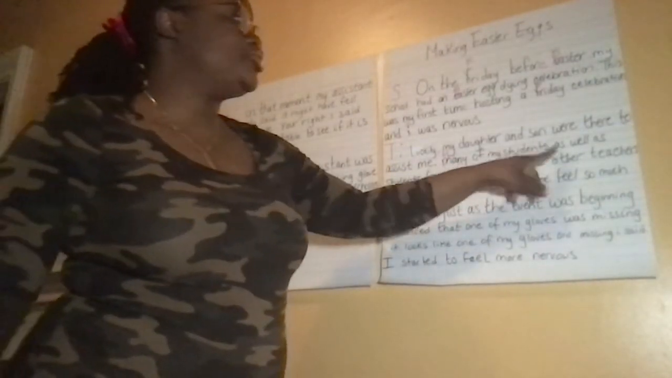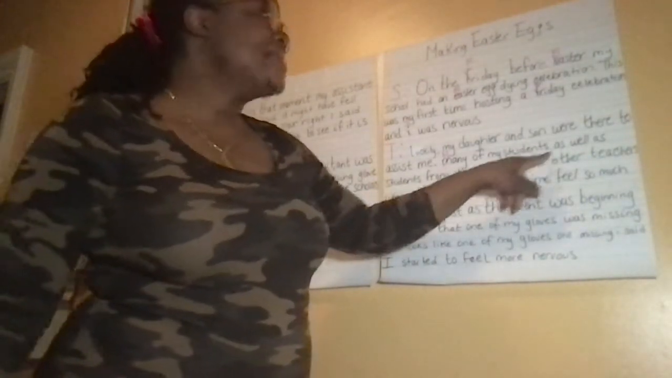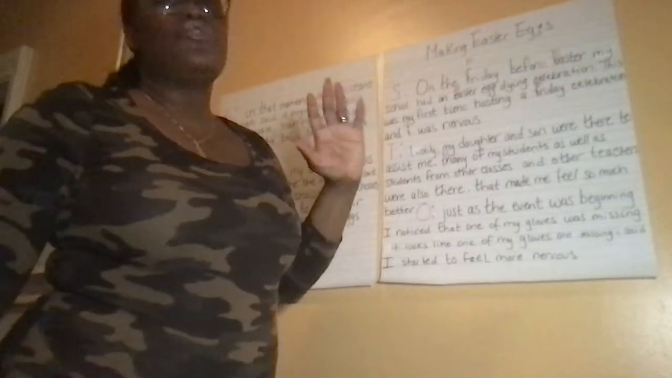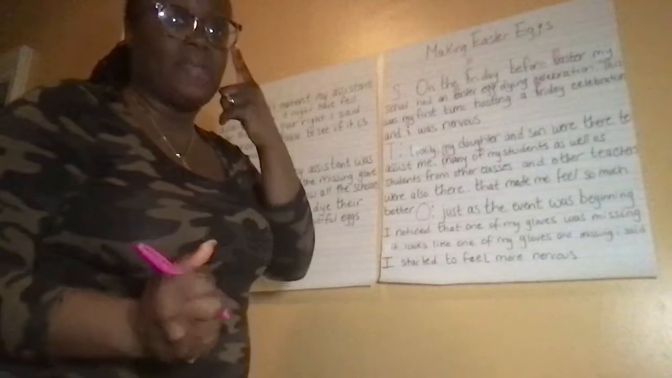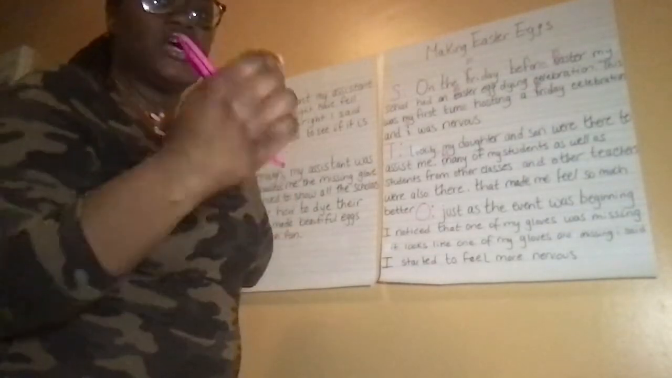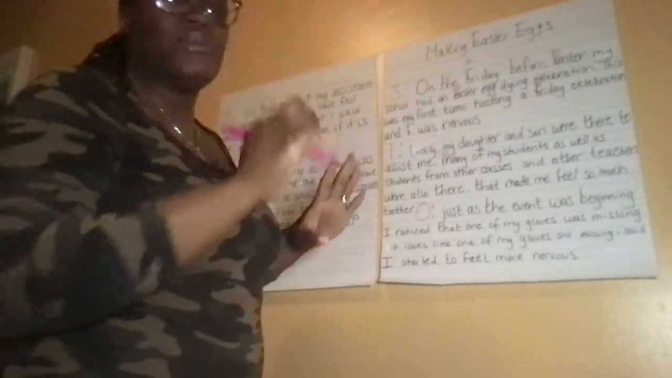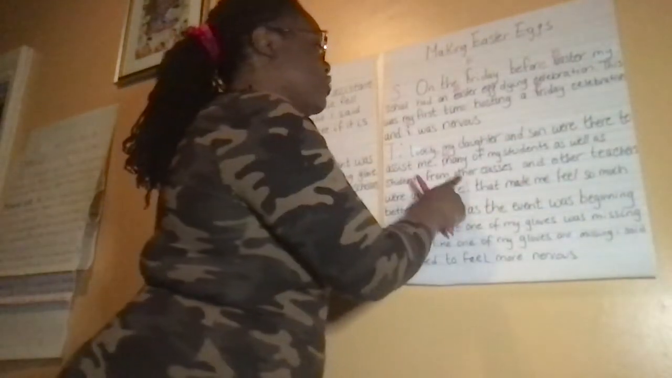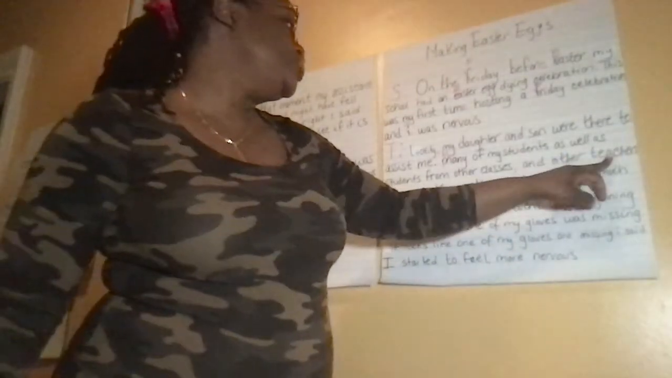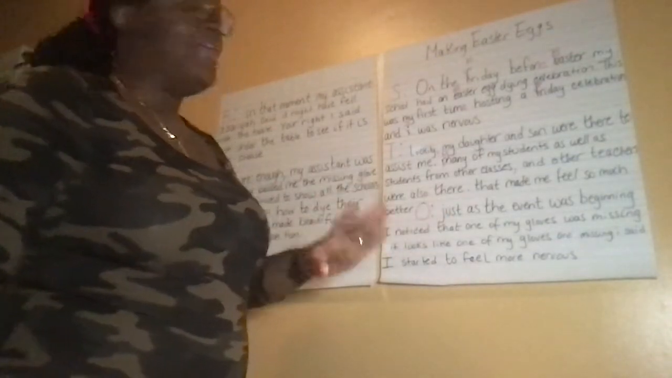Many of my students, as well as students from other classes and other teachers, were also there. So friends, that's a lot of ands, okay? And when we use ands, we like to use commas, okay? Because and is a conjunction, right? So it's bringing two parts of a sentence together. So we need to put some commas in there. Many of my students, as well as students from other classes, comma, and other teachers were also there. That sounds much better.